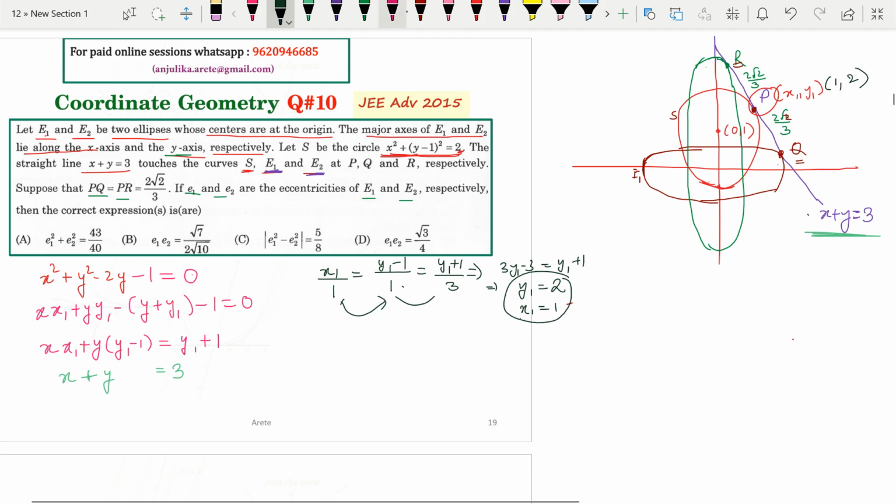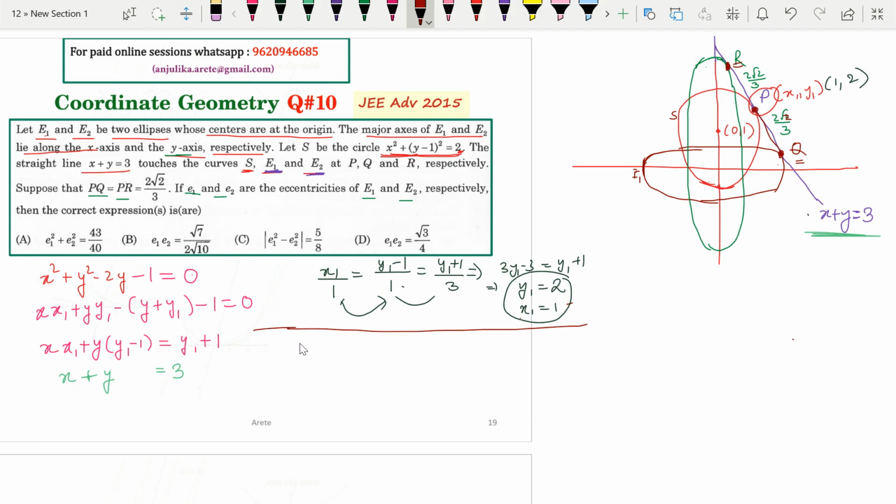Okay, what next? I want to get my Q and R, remember? That's the only information you have. So can you get a point along this line at 2 root 2 by 3 distance from P? Similar thing for the above one, right? A point which is at 2 root 2 by 3 distance from P, along this line. How do you do that? Remember parametric form you're going to use.